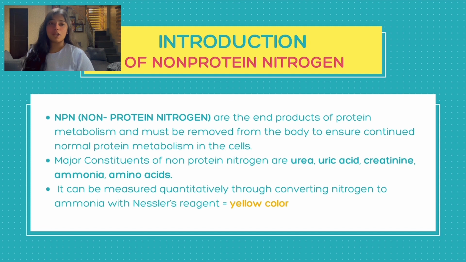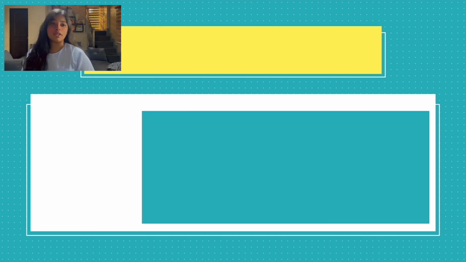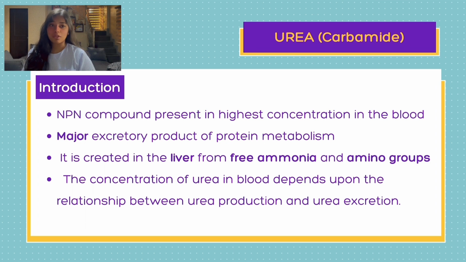So the most abundant non-protein nitrogen compounds are urea, uric acid, amino acids, creatine, creatinine, and ammonia. Most of these substances are produced during the catabolism of nucleic acids and protein. Urea is the primary excretory byproduct of protein metabolism.